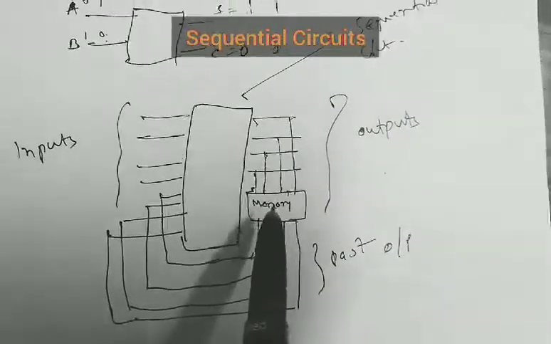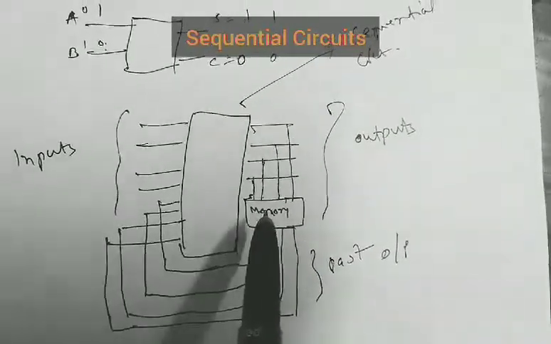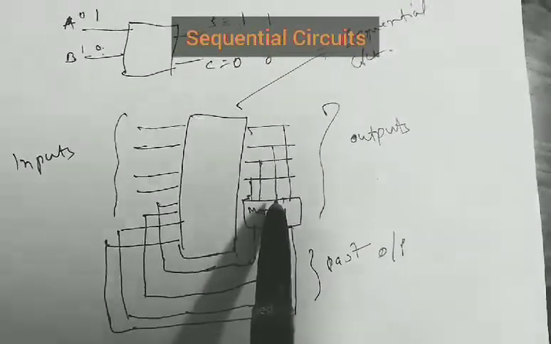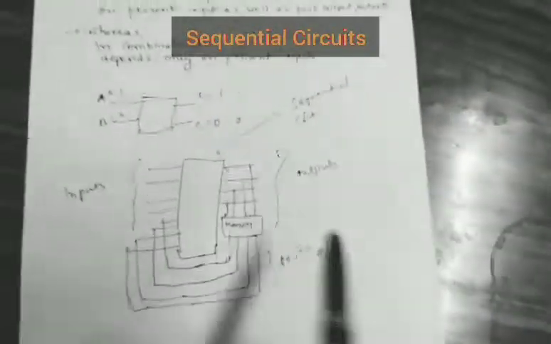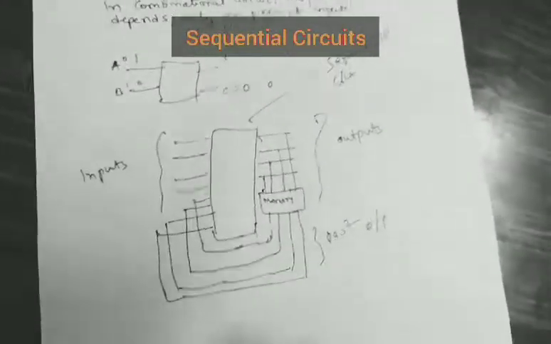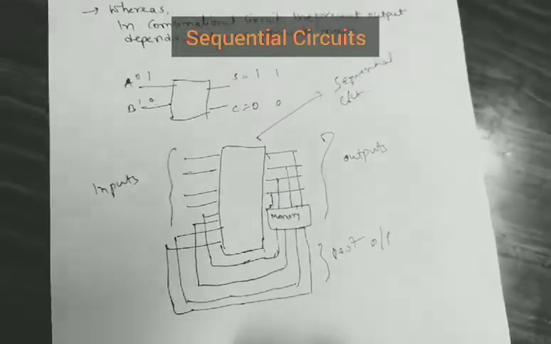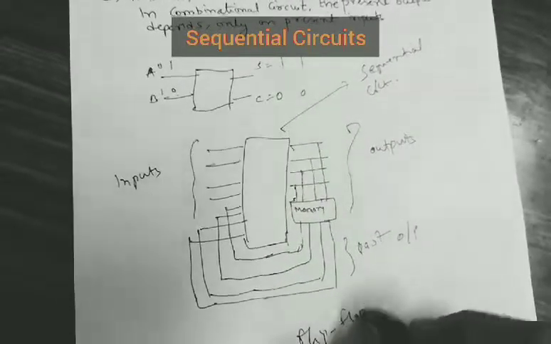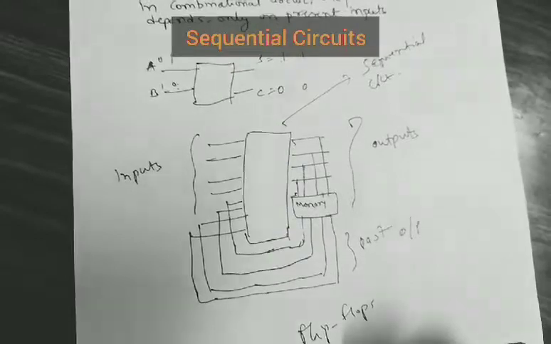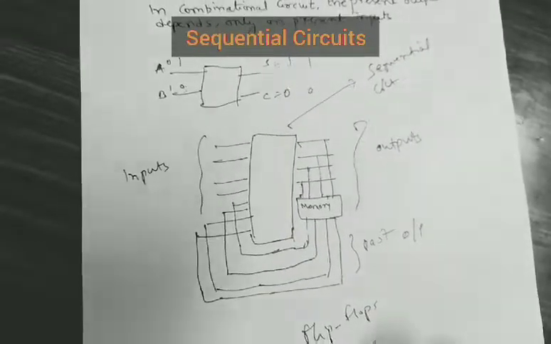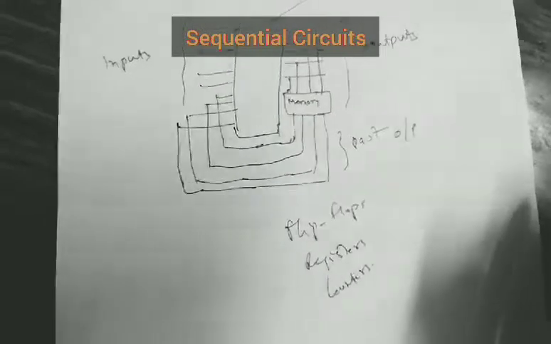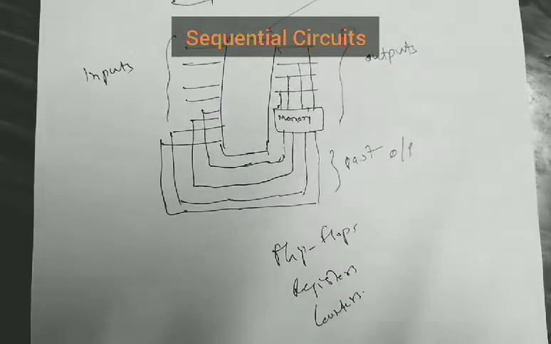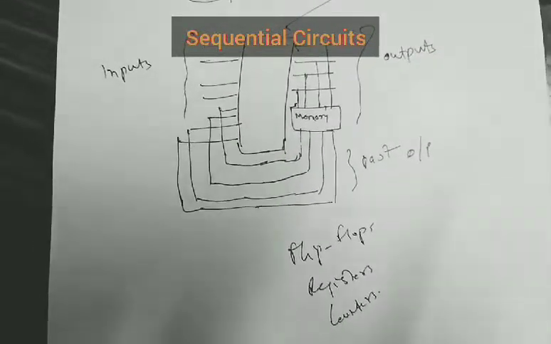This is the circuit which is responsible for storing the binary information. These sequential circuits are a very important topic, as they are mainly useful in flip-flops, registers, and counters, which we are going to study in our later topics. So this is all about the sequential circuit and its comparison with the combinational circuit.